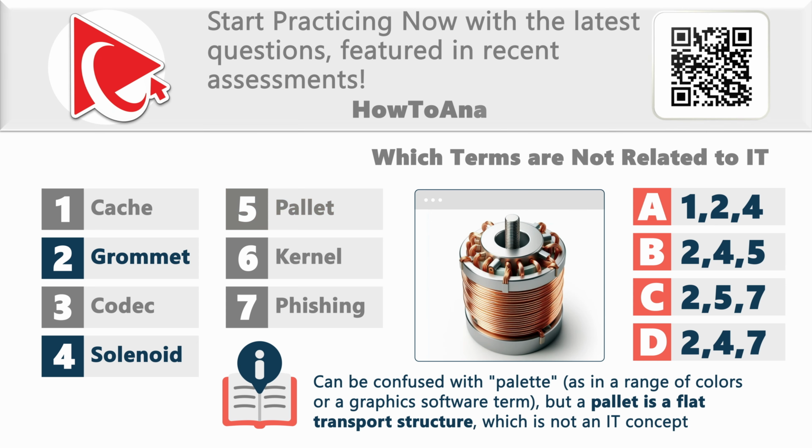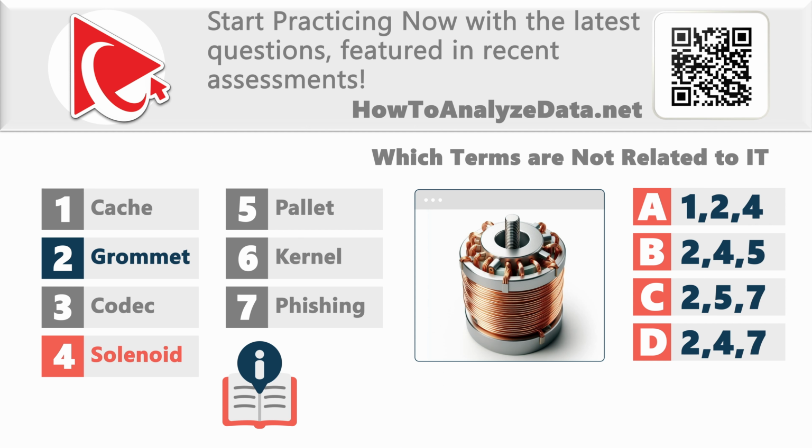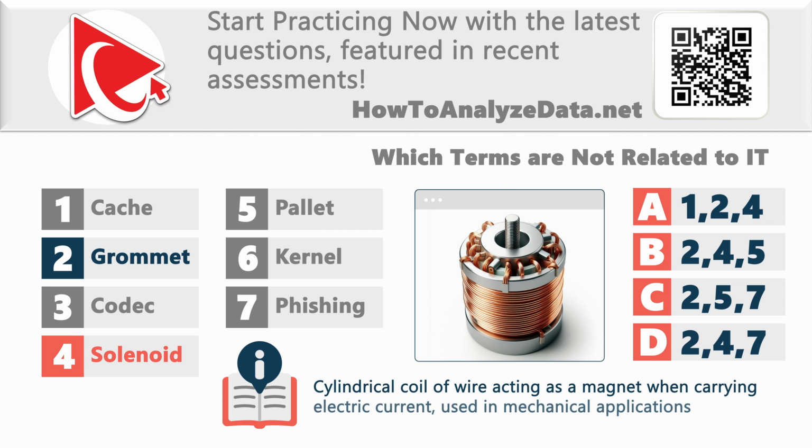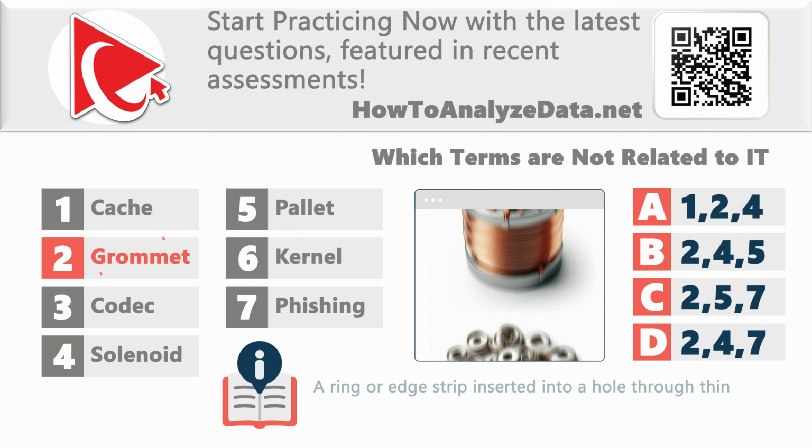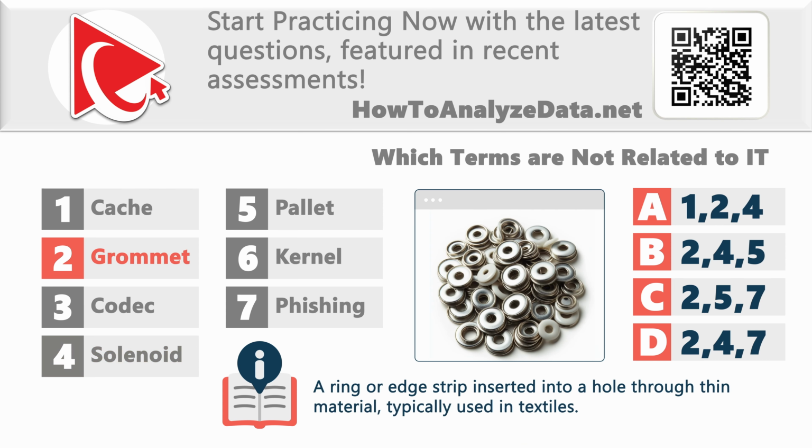What's interesting is that solenoid is also not an IT concept. It's a cylindrical coil of wire acting as a magnet when carrying electrical current, used in mechanical applications. And grommet is a ring or edge strip inserted into the hole through thin material, typically used in textiles. So, as you figured, grommet also has nothing to do with information technology.